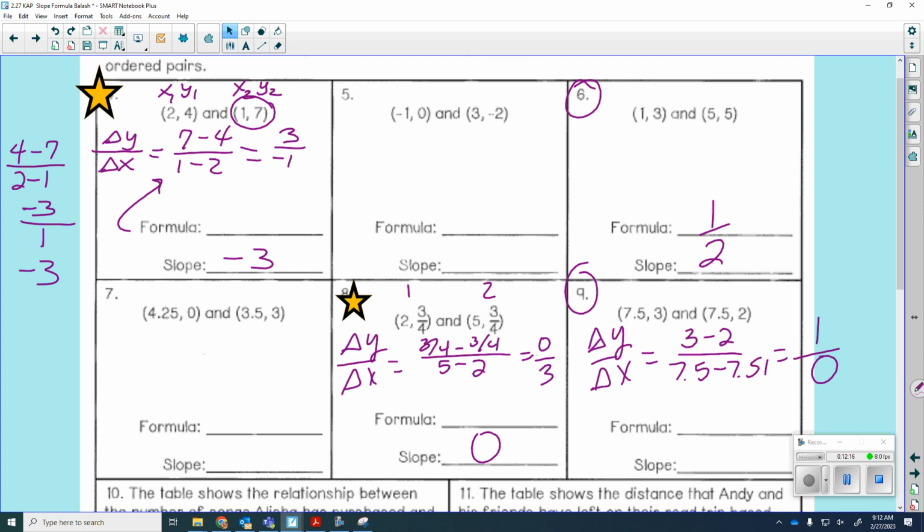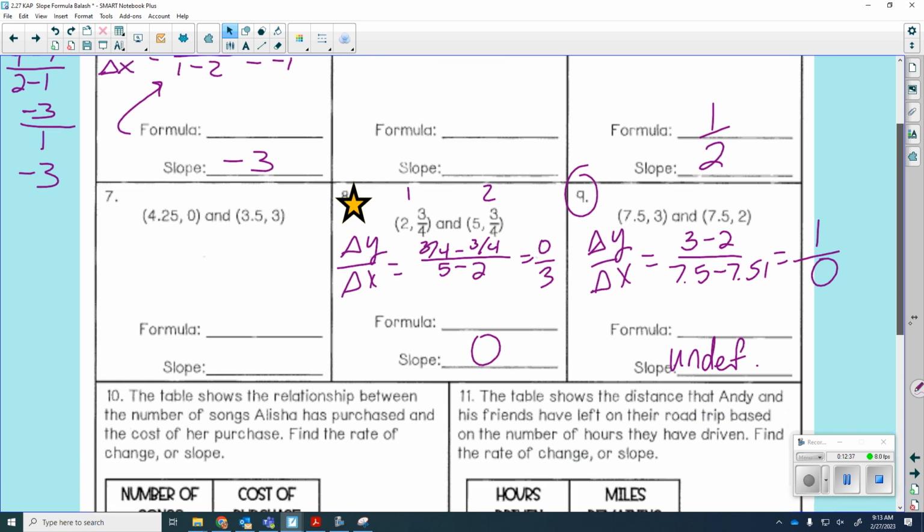Type it in your calculator. Type anything, 1 divided by 0. What does it say? Undefined. Guys, you can't divide by 0. That was kind of a trick one for me to give to you, on purpose. So if you get something divided by 0, it's undefined.